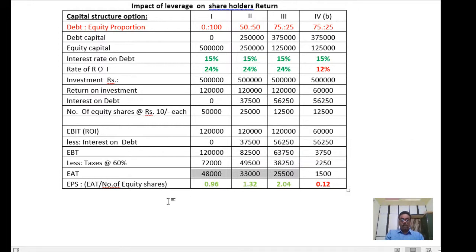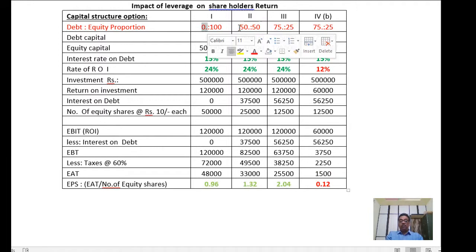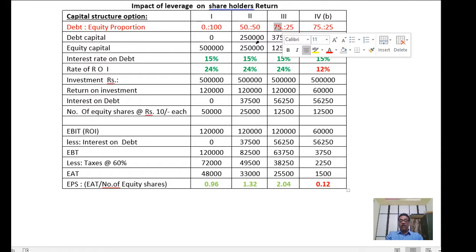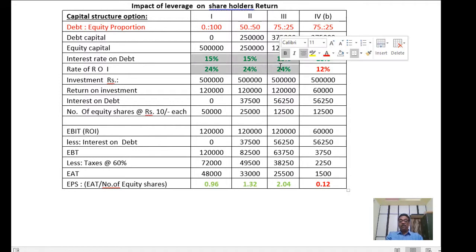Then based on that, earnings after taxes, earnings per share is 96 paise, 1 rupee 32 paise, 2 rupees 4 paise. All it indicates is that to the extent the debt increases from 0 to 50, 50 to 75, the shareholders' returns are also on the rise, subject to the condition that return on investment, which is 24%, is always higher than the interest payment of 15%. So this situation gives a favorable condition to the investors' return in the name of EPS, as we understood.